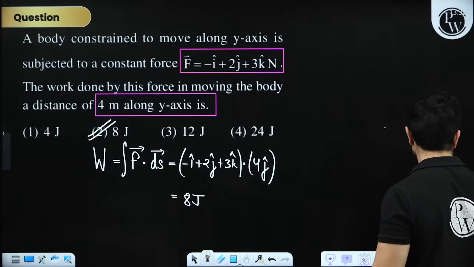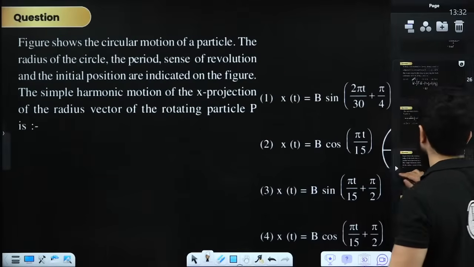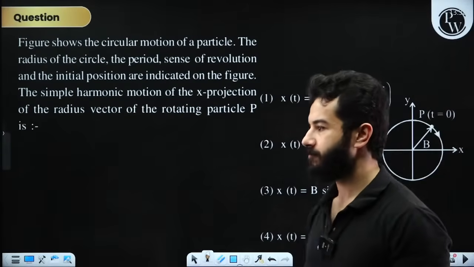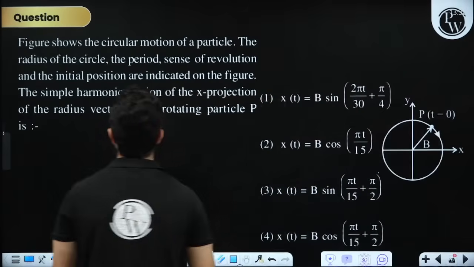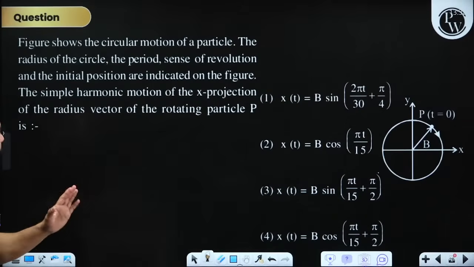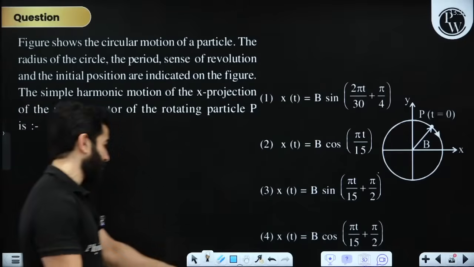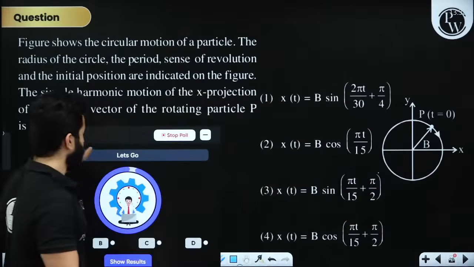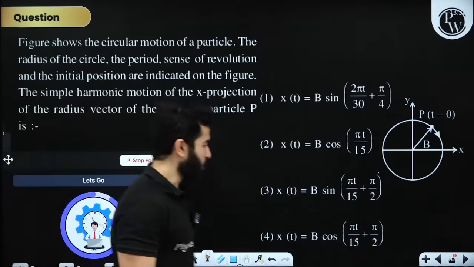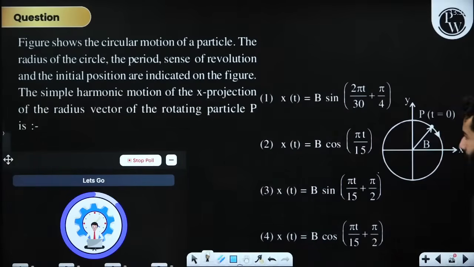Moving on to a moderate difficulty level problem like this. Now solve this. Figure shows the circular motion of a particle. The radius of the circle, the time period, sense of revolution and the initial position are indicated on the figure. The simple harmonic motion of the x projection of the radius vector of the rotating particle P is. Let's start. Be quick. Please see the diagram and options and select the answer.